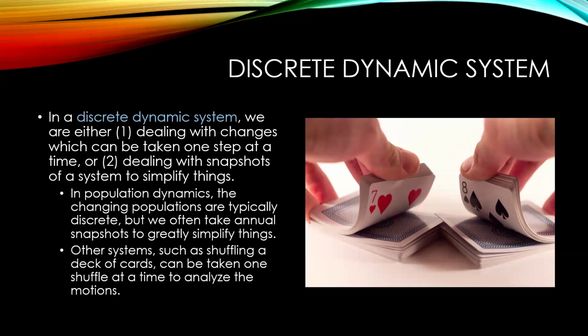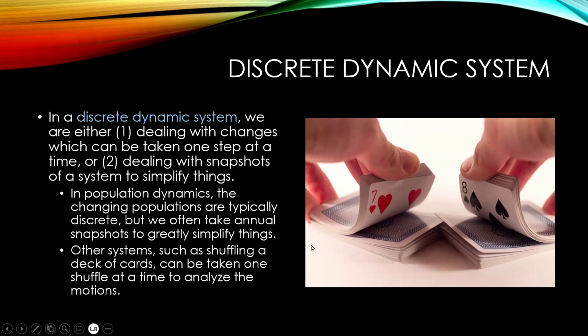There's also discrete dynamic systems. These are a little bit easier for us to handle. In a discrete dynamic system, we are either dealing with changes which can be taken one step at a time, or dealing with snapshots of a system to simplify things. For example, in population dynamics, the changing populations are typically discrete, but we often take annual snapshots to greatly simplify things. If we're modeling the population of bunny rabbits, we're not going to be looking every couple minutes at the population of bunny rabbits. We're probably going to take snapshots across years.